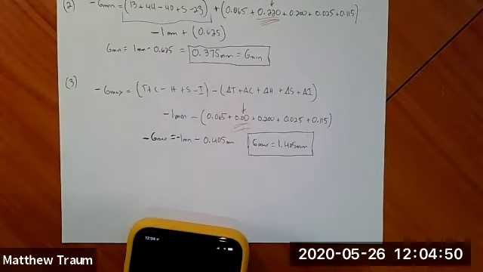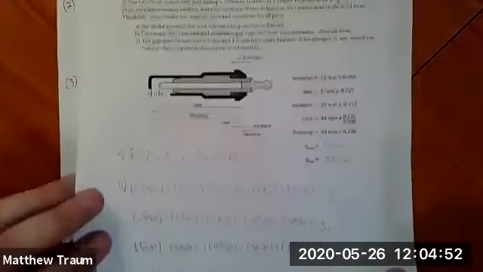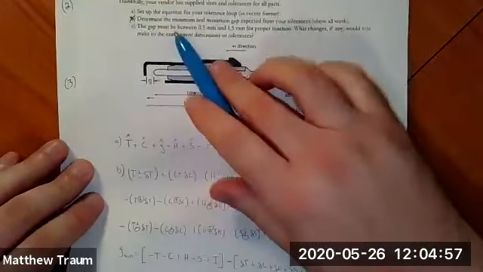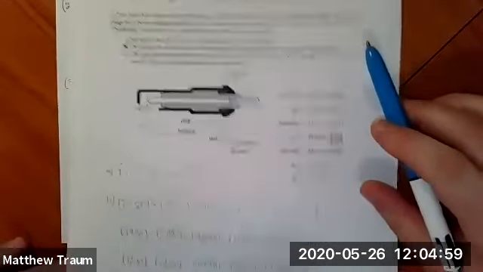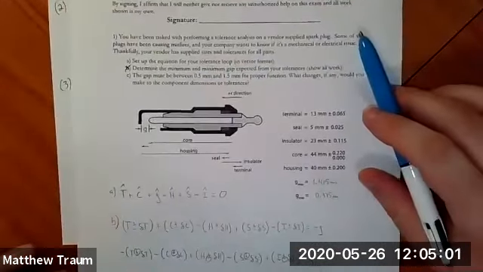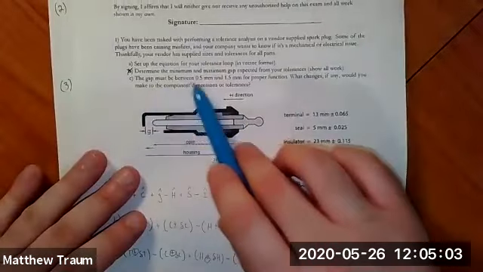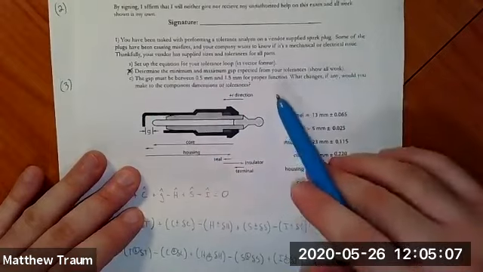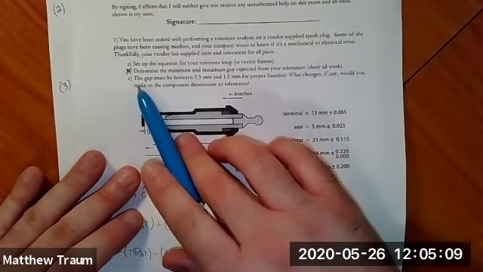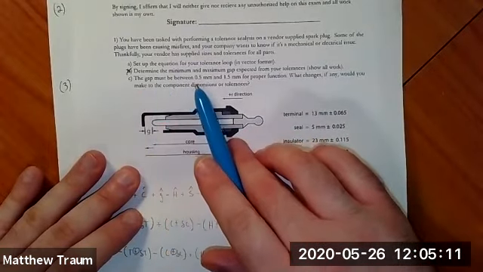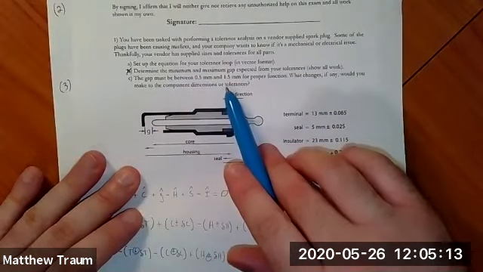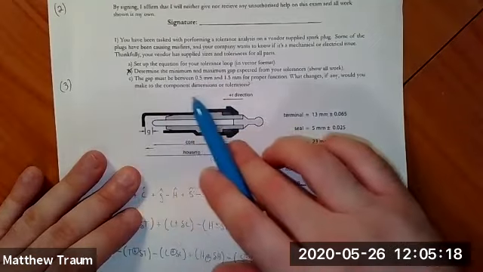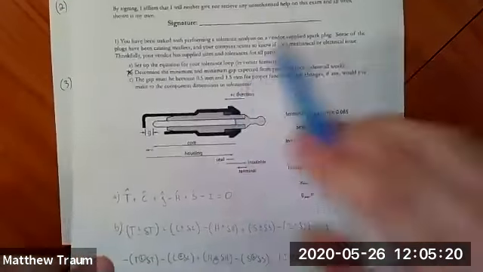All right, so if we go back to the original problem statement, I've just done B, right? Determine the minimum and maximum gap expected from your tolerance, show the work. So I've just done that one. And now I've got to do the third part, which is the gap must be between 0.5 millimeters and 1.5 millimeters for proper function. What changes, if any, would you make to the component dimensions or tolerances?